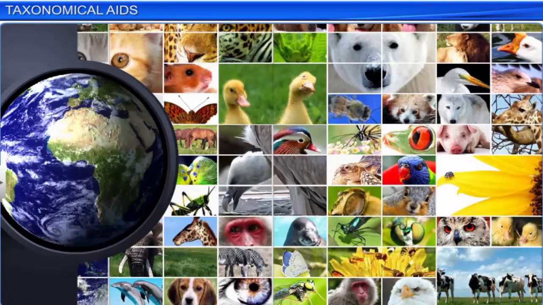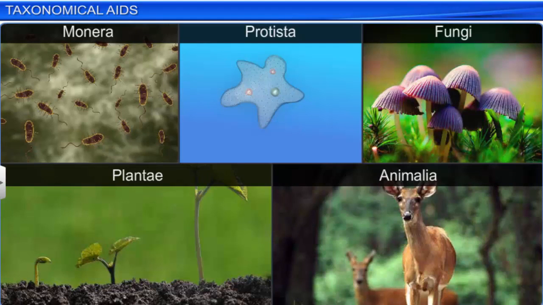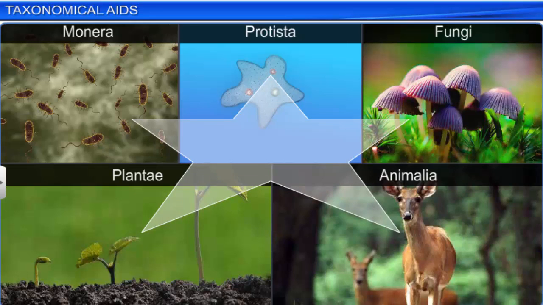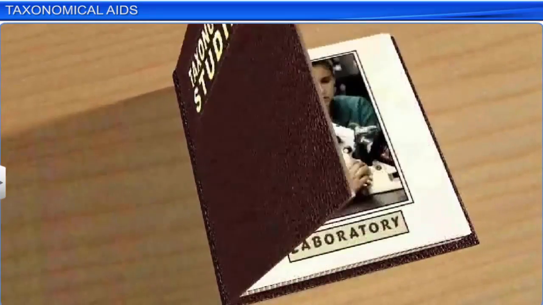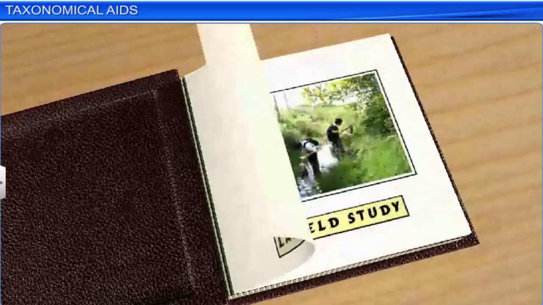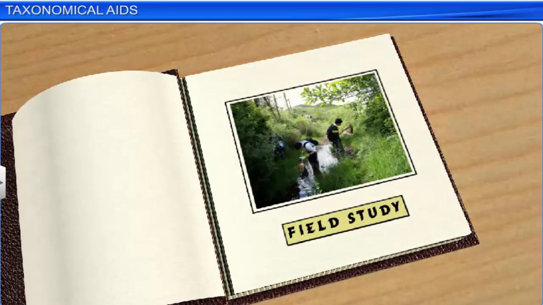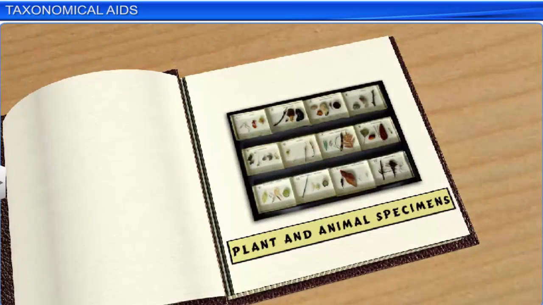Our planet is filled with numerous living organisms. To simplify the study of these organisms, they are classified into convenient categories based on their characteristics. This classification process is known as taxonomy. Taxonomic studies require careful identification of the organisms, for which intensive laboratory and field studies are carried out, and actual specimens of plant and animal species are collected.